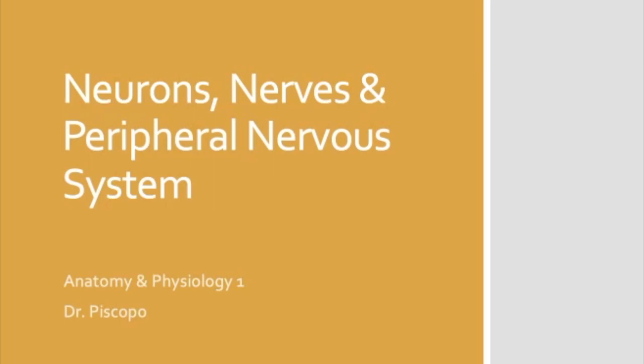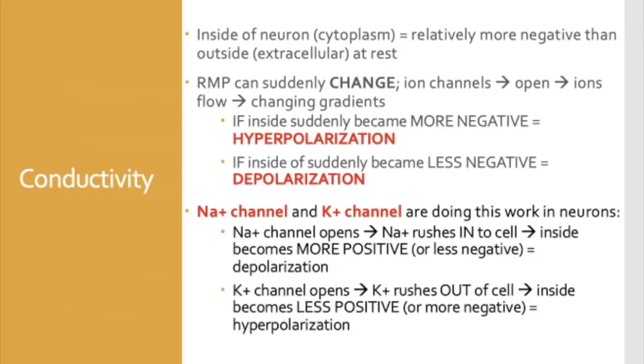This week, we're continuing our discussion of neurons, nerves, and the peripheral nervous system, as well as the spinal cord, which is the first lecture about the central nervous system. In this second lecture about the peripheral nervous system, we learn about the process of the action potential. We learn about the physiology of conductivity.